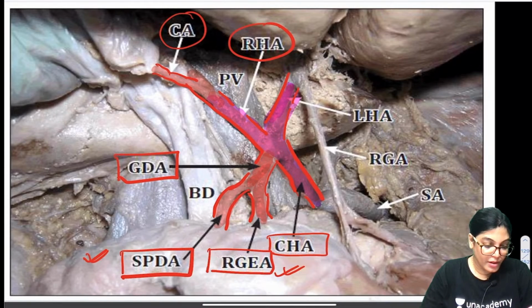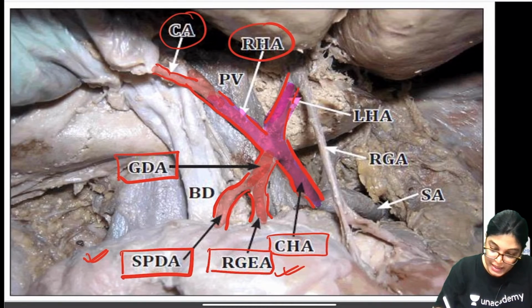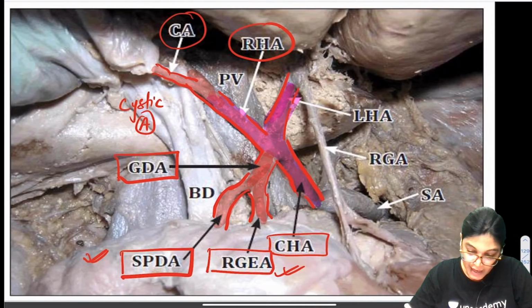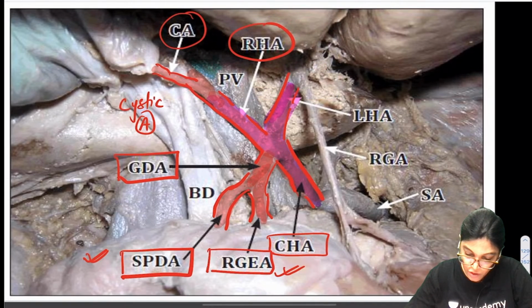CA is a branch arising from right hepatic artery. That means CA is what artery? CA is cystic artery. Absolutely right Sam. Posterior to these structures, I will highlight it with blue color, we have got the portal vein. This is the structure lying posteriorly, this is the portal vein.